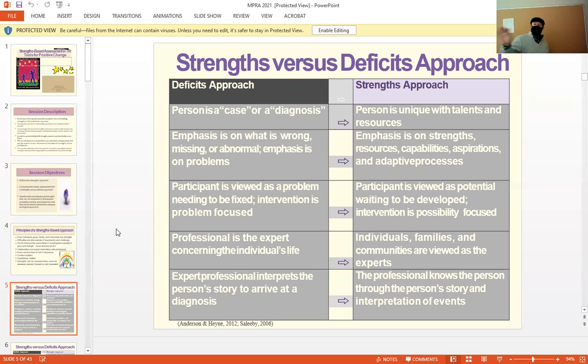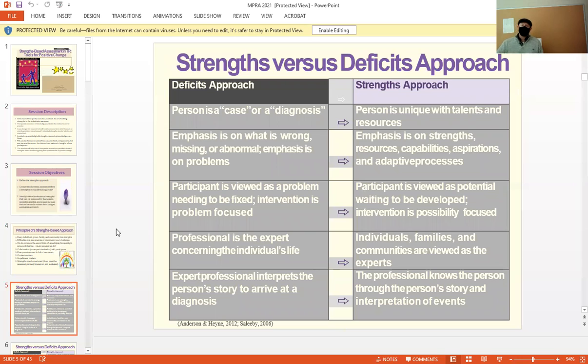What we need to realize is everybody's unique and they have their own talents. They have their own resources because of being unique. In the deficits approach, you're going to see emphasis on what's wrong, what's missing, what's abnormal. The emphasis is going to be on the problems. If somebody's harping on your problems all the time, how's that going to make you feel? Not good. Are you going to look forward to coming to see somebody who's going to do that all the time? No, not at all. Now, do we need to address problems? Absolutely. We can't ignore those things, but we don't want to focus 100% on them.